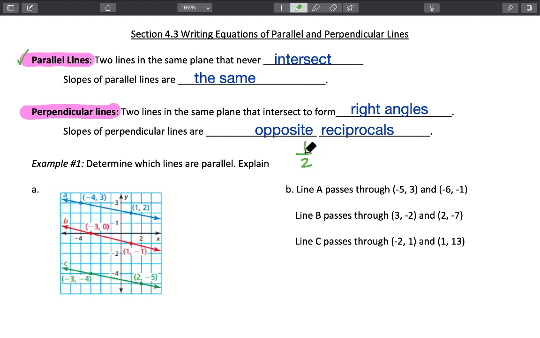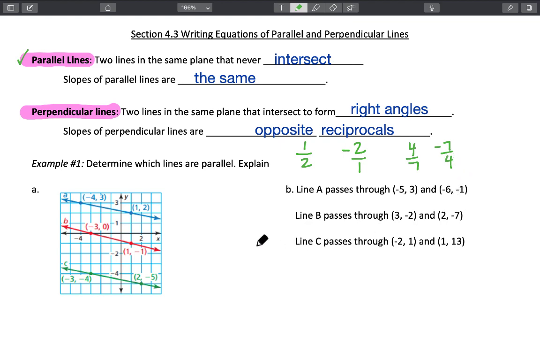1/2 is positive, and it is 1 over 2. Well, the reciprocal of 1 over 2 is 2 over 1, and if it's opposite, then it's going to be negative. So 1/2 and negative 2 over 1 are opposite reciprocals. Likewise, 4/7 and negative 7/4 are also opposite reciprocals.